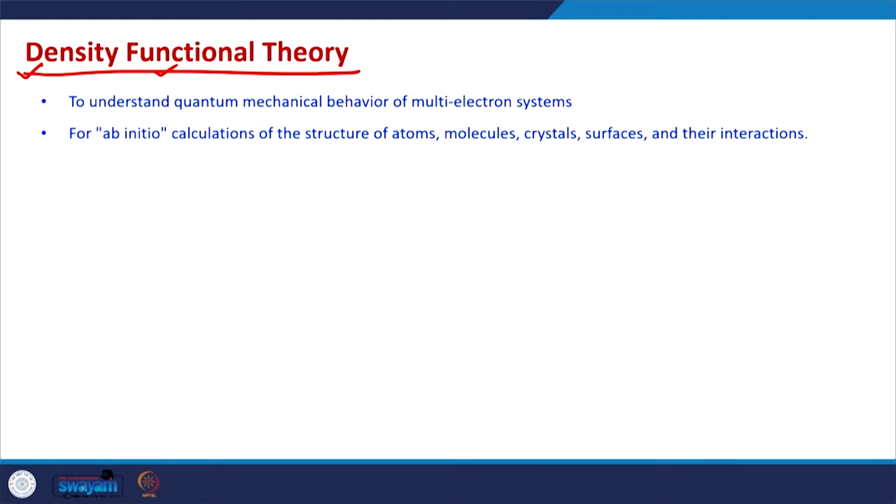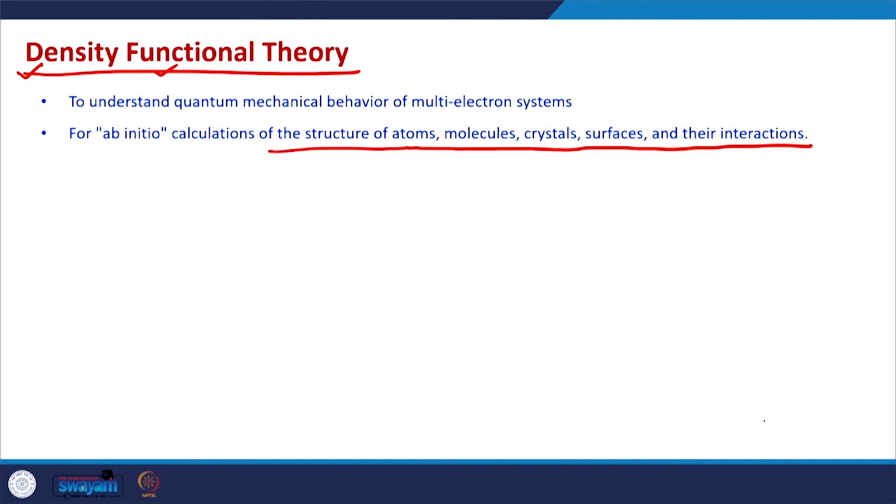So, this is the theory, or this is a method to understand the quantum mechanical behavior of many body systems, multi-electron systems, nanosystems actually. And this is an ab initio approach, ab initio method to calculate the electronic structure of atoms, molecules, crystals, surface and their interaction. So, it is heavily used in computational chemistry, it is used in condensed matter physics, it is used in electronics, it is used in material science nowadays.